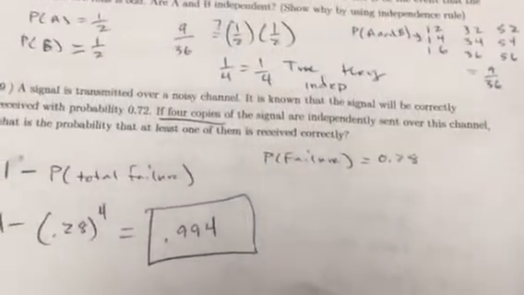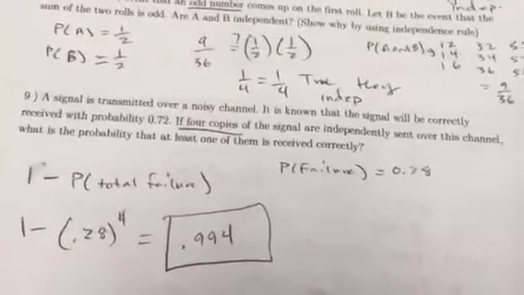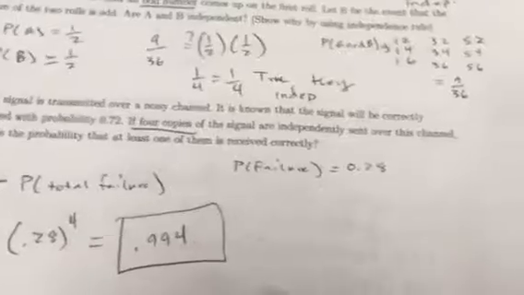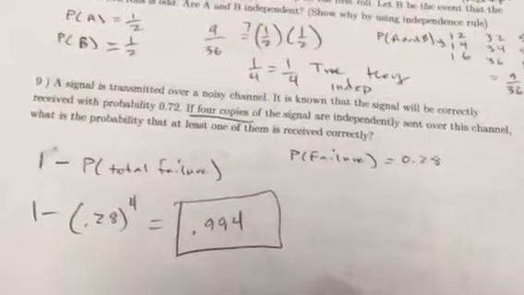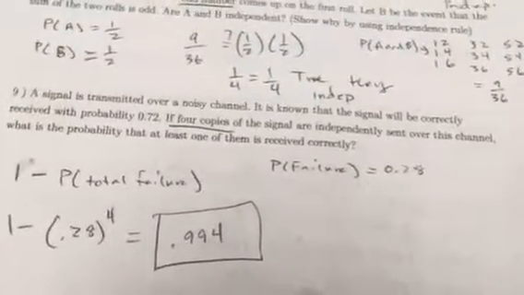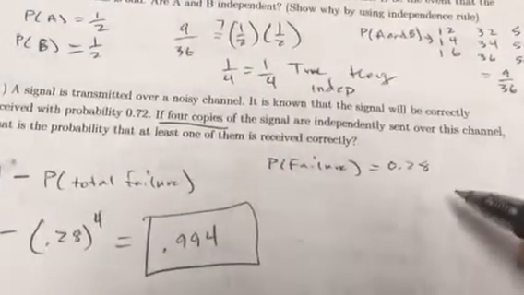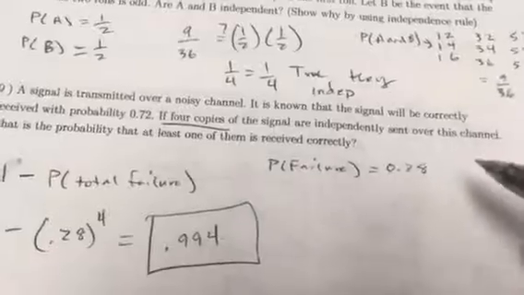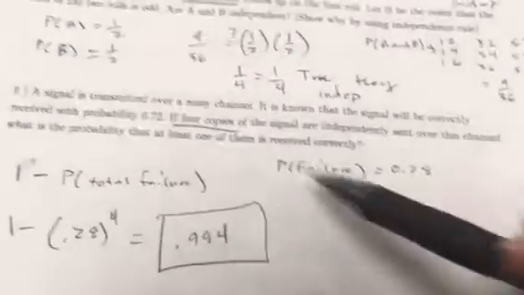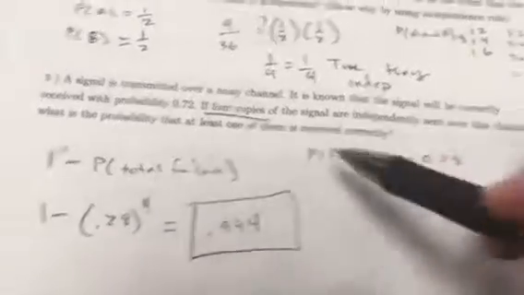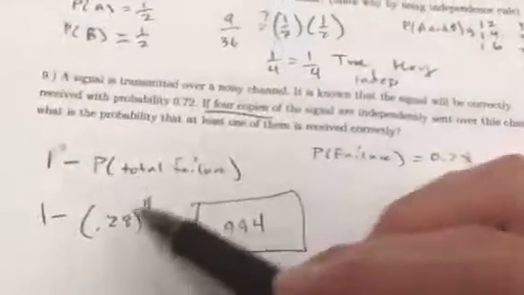A signal is transmitted over a noisy channel. It's going to be received correctly with probability 0.72. 4 copies are independently sent over this channel. What's the probability that at least one of them is received? Probability of X greater than or equal to 1. Let X be the number received. The probability that X is greater than or equal to 1 is 1 minus the probability X is 0. So 1 minus the probability of total failure. Probability of failure is this, raised to the 4th.